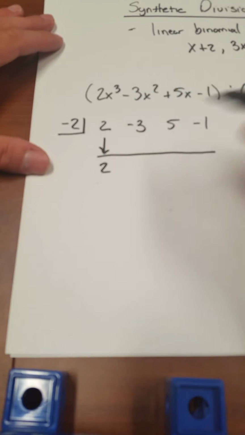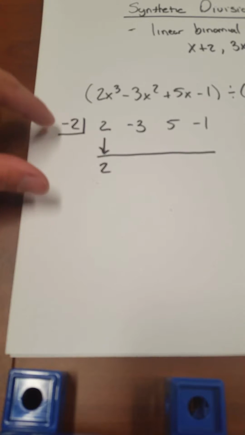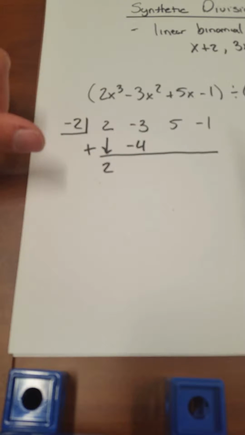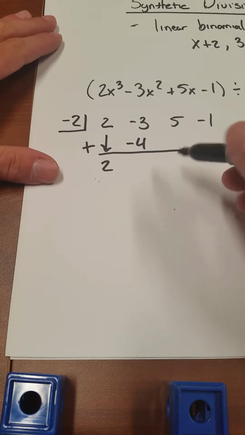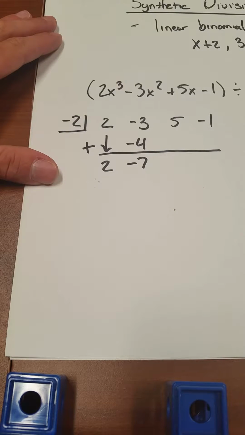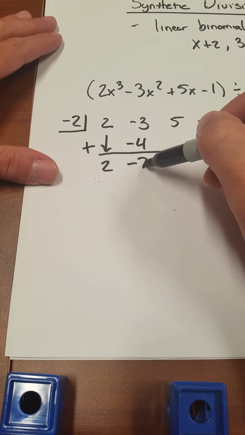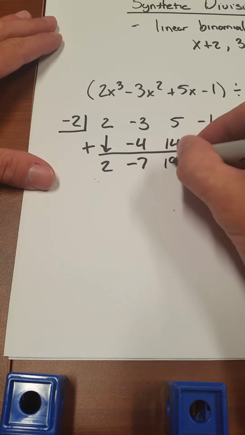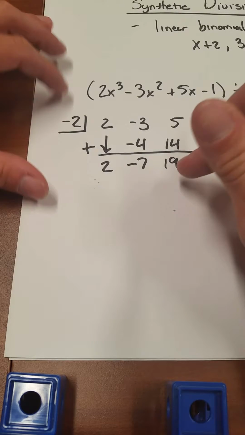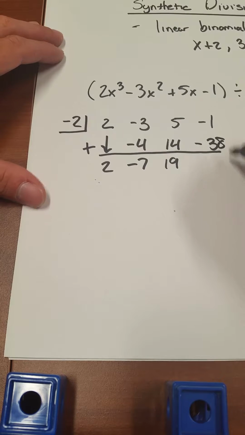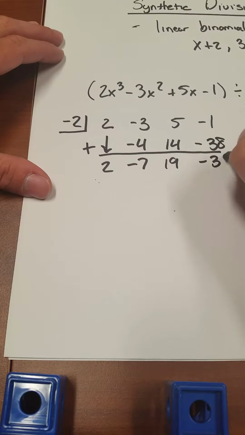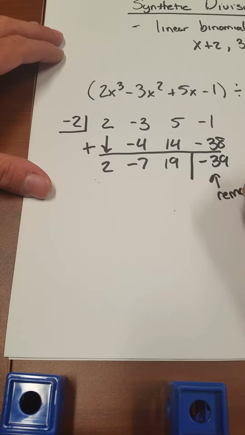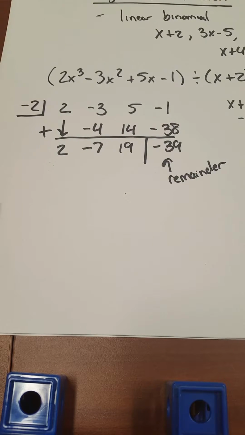First term drops. Every single time that we do this, the first term always drops down. -2 times 2, -4. With synthetic division, we always add. -3 minus 4, -7. -2 times -7, +14. 5 plus 14, 19. -2 times 19, -38. -1 plus -38 is -39. So you're just going straight down. Now, this last number is always our remainder.